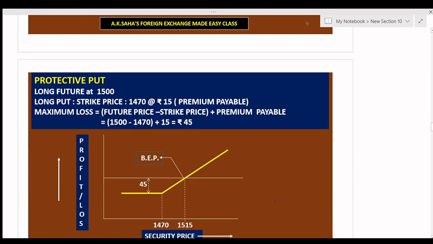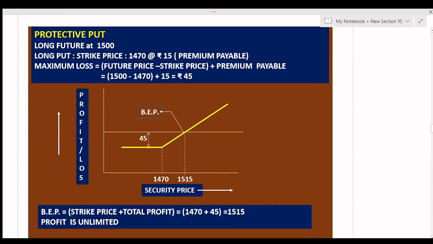Next comes the protective put. Here the long future price is 1500. Long put option, strike price is 1470 at the rate of 15 premium payable. Maximum loss is future price minus strike price plus premium payable, which is equal to rupees 45. Now BEP is strike price plus total profit, here it is 1515.